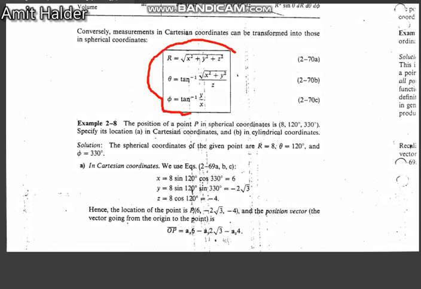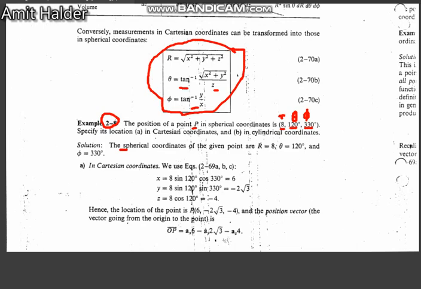R is equal to root over x square plus y square plus z square. Theta is equal to tan inverse of root over x square plus y square, divided by z, and phi is equal to tan inverse y by x. Example 2.8 states that the position of a point P in spherical coordinates is 8, 120 and 330 degrees. That means that is R, that is theta, that is phi.